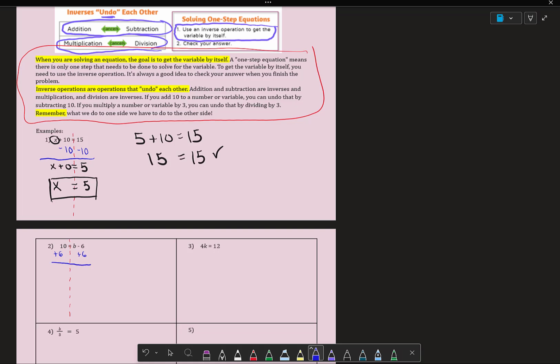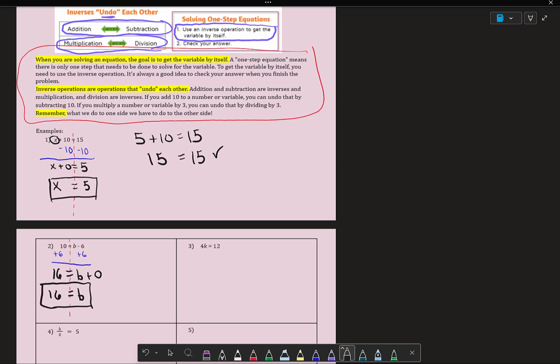On the left side, 10 plus 6 gives us 16. On the right side, we get b. Negative 6 plus 6 is 0. And at this point, you can probably stop writing the 0. And we end up getting our answer of 16.